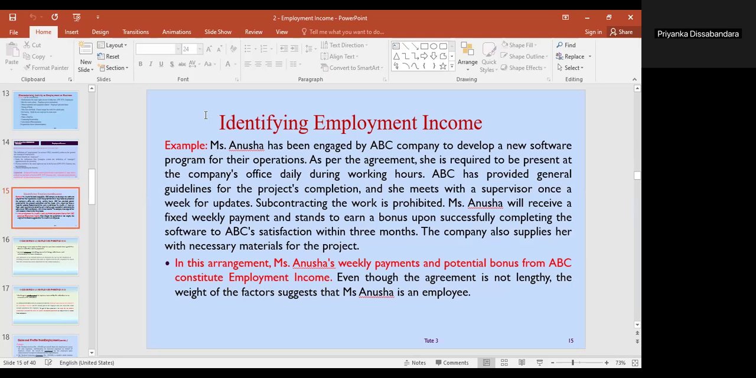Who can tell me whether this is employment or independent service provider?